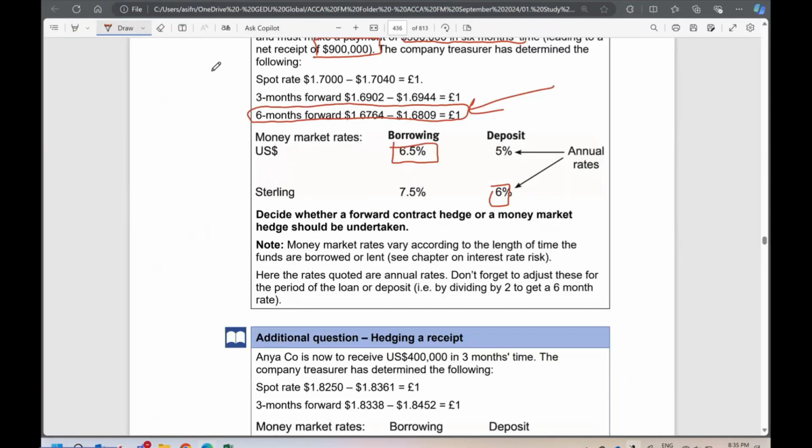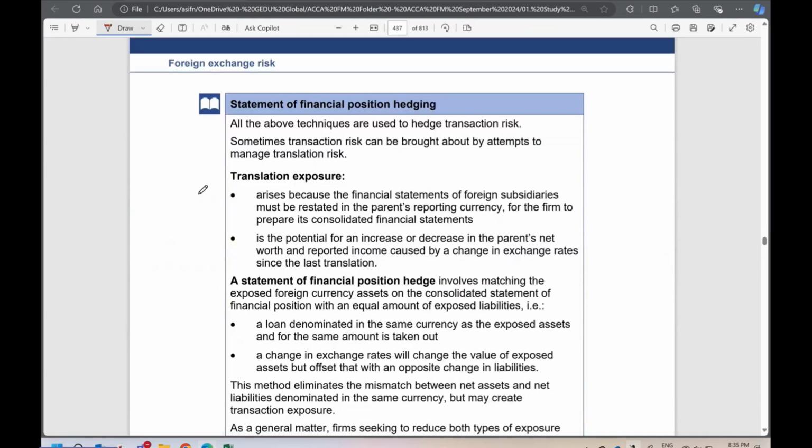Okay, so we're done with both the calculations that we're expecting in the exam. These are the only two calculations you're expecting in the exam: forward rate agreement and the money market hedge. That's it.